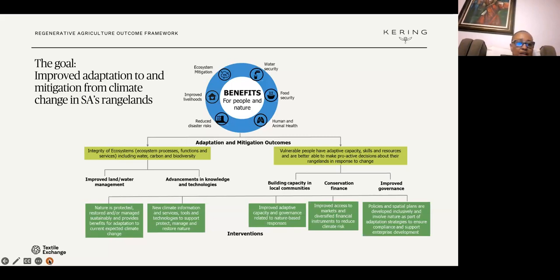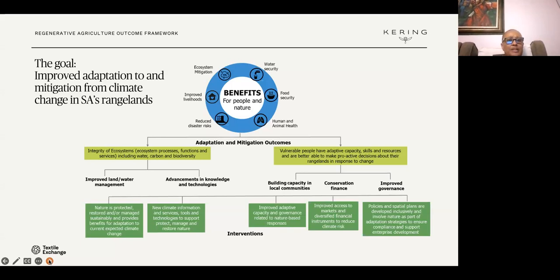So we do a whole lot of different activities, which unfortunately we're not going to have time to go into because we have a very integrated approach. We ensure that nature is protected. We also ensure that we learn as much as we can from the spaces where we're working, share information, and use different technologies. We improve, like I said, the adaptive capacity and governance related to the activities we are doing. We give people improved access to market. Some of these places are very deep rural and very inaccessible, so it is important that we give people ways and means of connecting to the economy so that they are also able to survive and have sustainable livelihoods. And then we also look into policies and things like that.